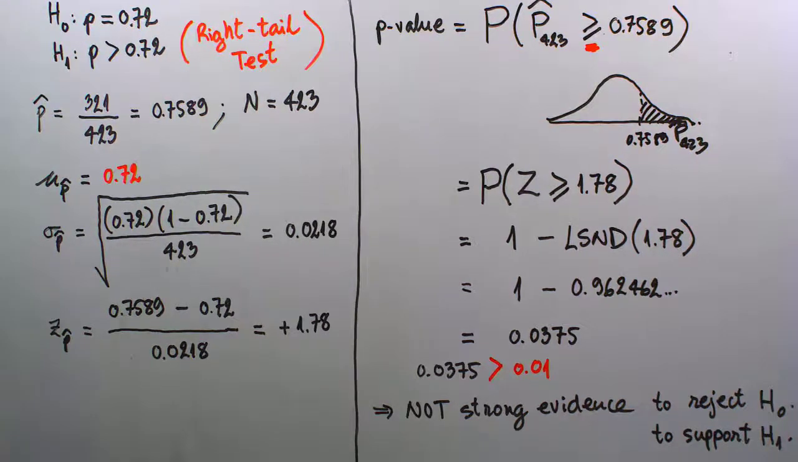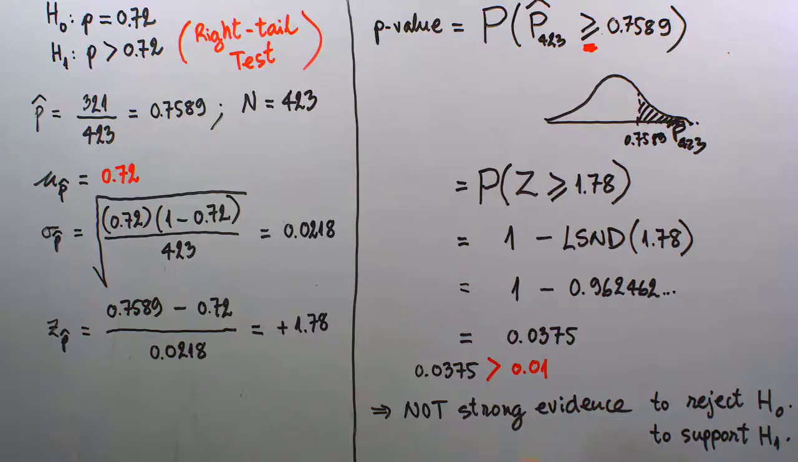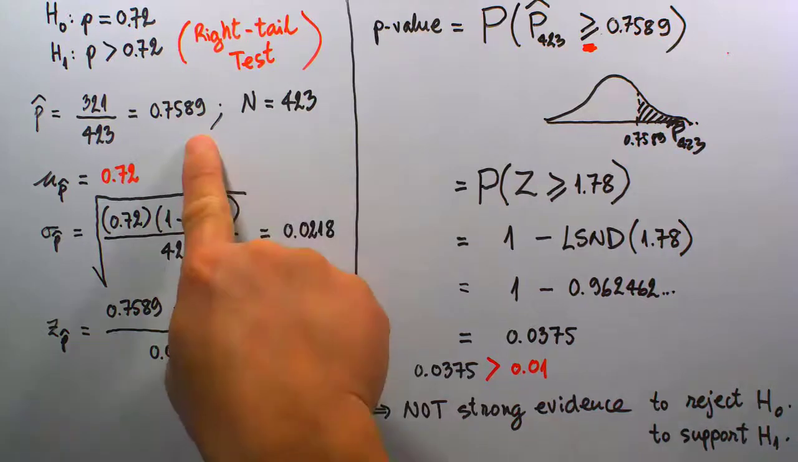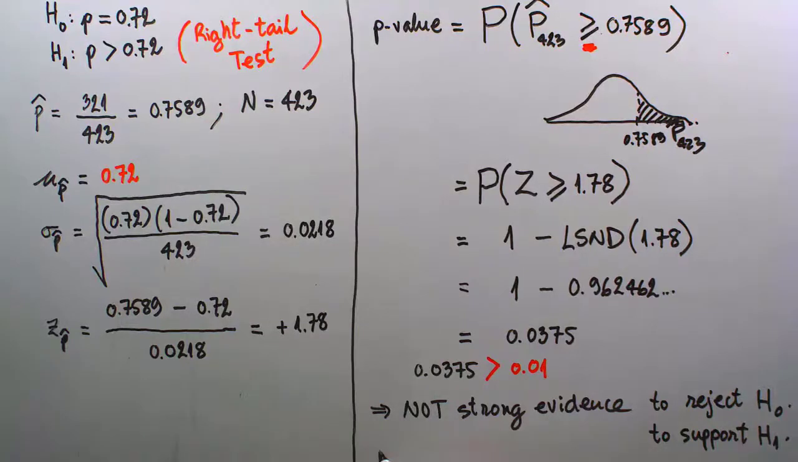And again, back to the reading of the question. The actual question is asking ultimately a yes or no question. Is the sample showing strong evidence that the proportion of iPhone users is greater than 72%? But in our work here, we have just made our conclusion that this sample, based on this claim, is not strong evidence. And so, as an answer, we are saying no, it's not strong evidence.